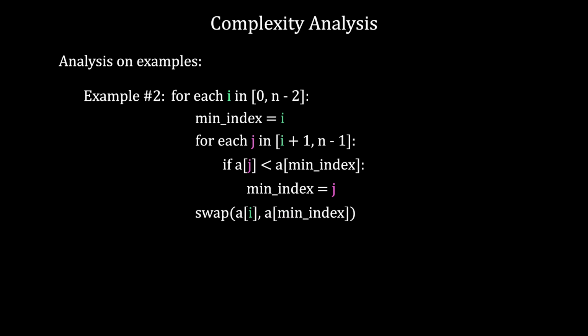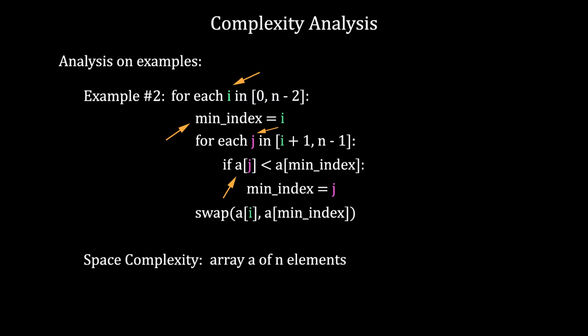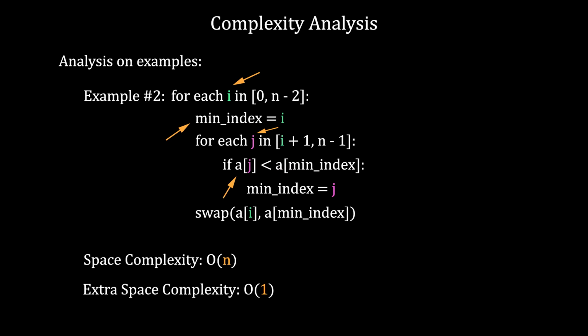As the second example, we will analyze selection sort. What are the primitives used here? First of all, the indices i and j, the min index variable, and more than that, an array A which contains n integers. Because of this array, we say that the space complexity is big O of n. But you should know that there is one more notion, which is the extra space complexity, which consists of only the memory that we use and not the one that is provided in the input. In this example, the array A is given in the input, and all the extra memory that we use are these three integers. And this is exactly why we say that the extra space complexity is big O of 1.